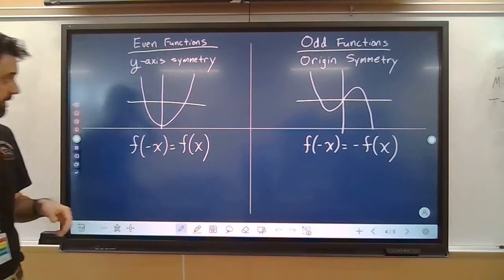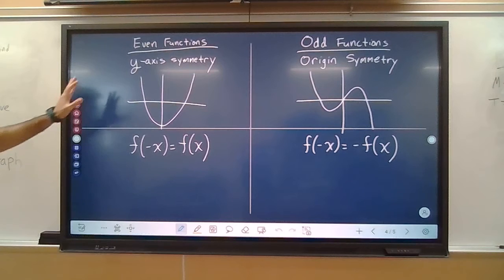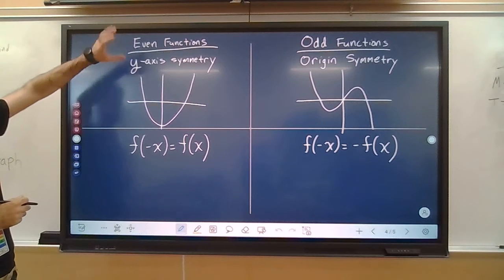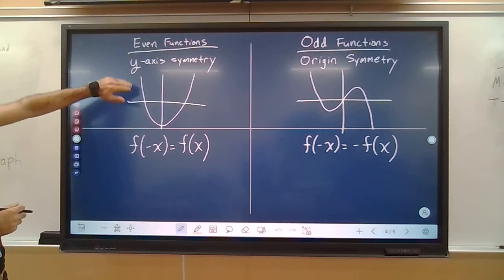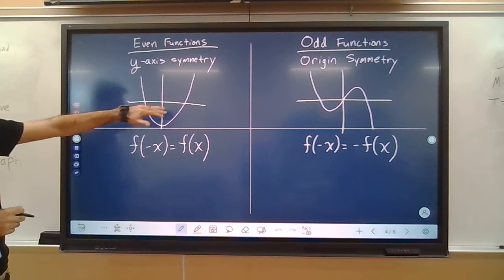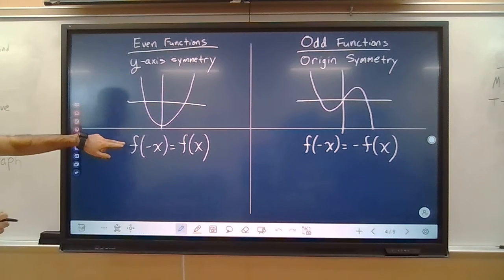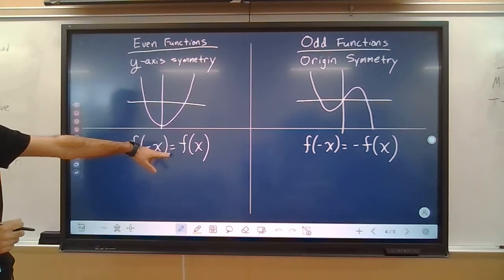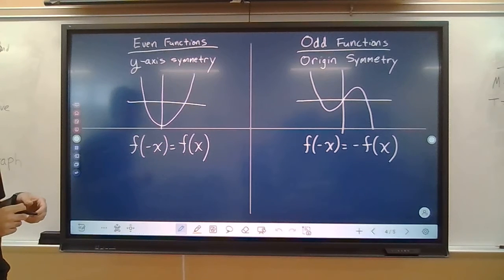All right, even and odd functions. It's been a while since we've talked about this. So even functions have y-axis symmetry. That's going to look something like this. Doesn't have to be a parabola, but it's going to look like that. And we know that f of negative x is equivalent to f of x.